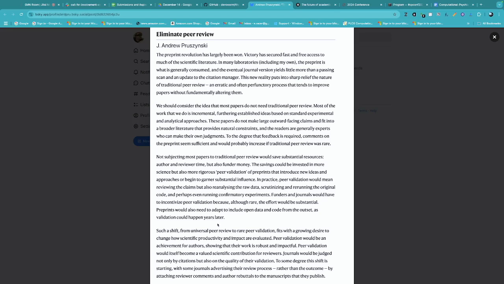Such a shift from universal peer review to rare peer validation fits with a growing desire to change how scientific productivity and impact are evaluated. Peer validation would be an achievement for authors, showing that their work is robust and impactful. Peer validation would itself become a valued scientific contribution for reviewers. This is where you get credit for being a peer reviewer. A lot of times in papers, they'll list the peer reviewers on the front page, like in the Frontiers journals. Sometimes you get credit through some of the altmetrics, and sometimes people will write blog posts about it.